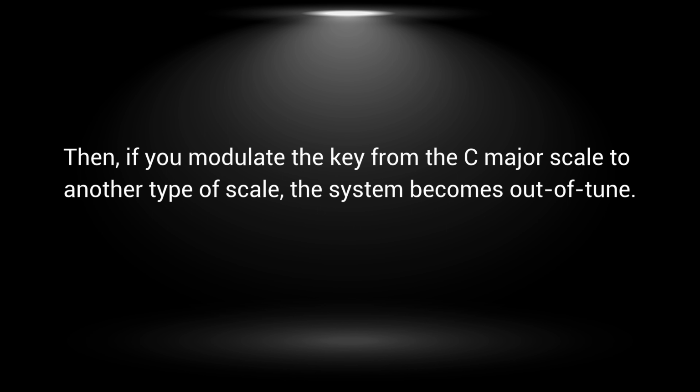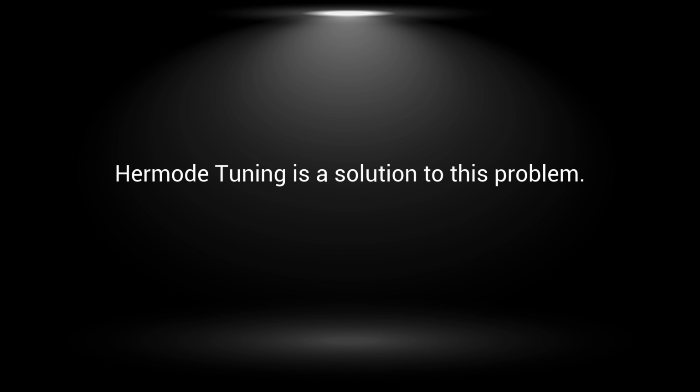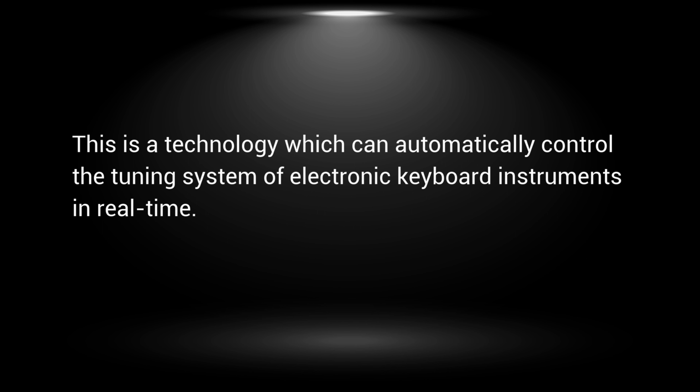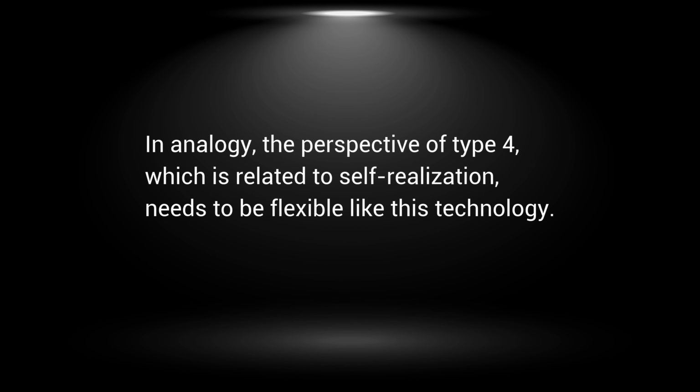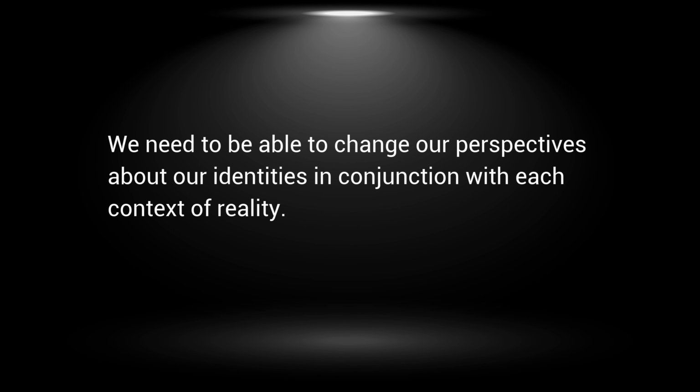Suppose you tune the C major scale in just intonation. Then, if you modulate the key from the C major scale to another type of scale, the system becomes out of tune. Hermode tuning is a solution to this problem. This is a technology which can automatically control the tuning system of electronic keyboard instruments in real time. In analogy, the perspective of type 4, which is related to self-realization, needs to be flexible like this technology. We need to be able to change our perspectives about our identities in conjunction with each context of reality.